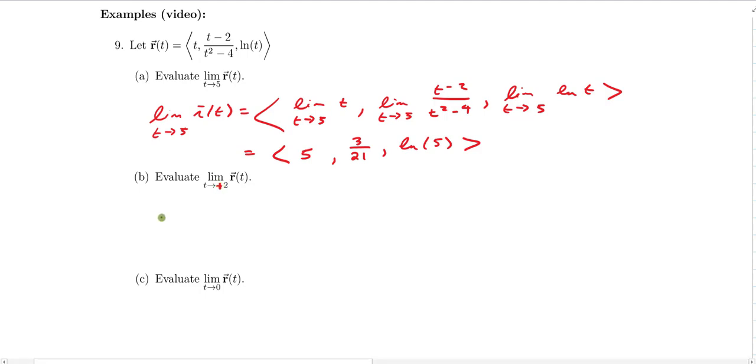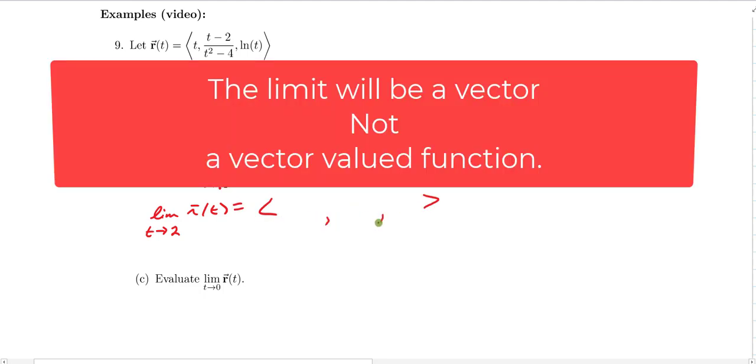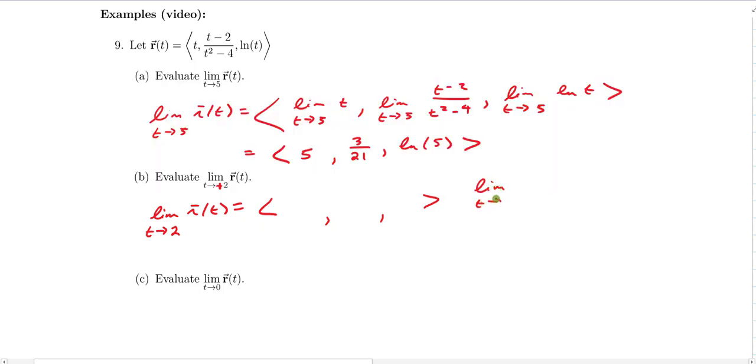So if we look at the limit as t approaches 2 of r of t, it'll be a vector valued function, and we'll need to look at, if it exists, the limits of each of the individual components. So if we look at the limit as t approaches positive 2 of the function t, well, that's just 2, so that'll be 2 there. And if we look at the limit as t approaches 2 of the natural log of t for that third component, that's just the natural log of 2. And that was really just using that direct substitution property that you learned in Calc 1.